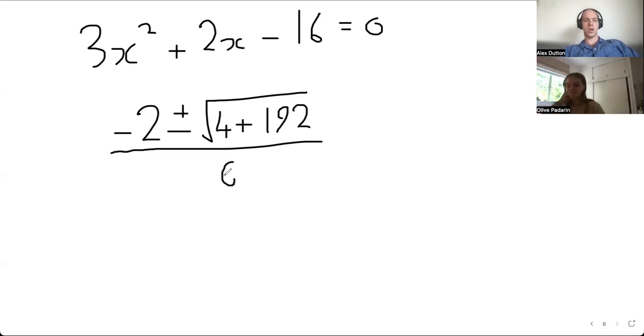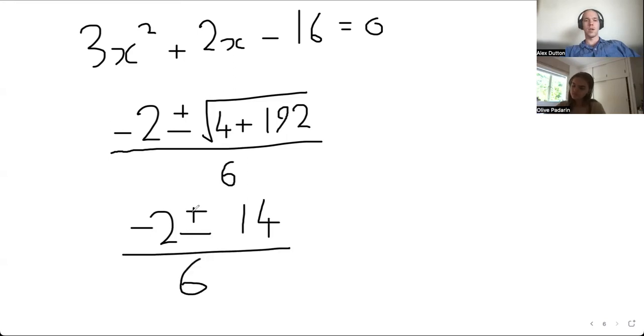Can you check your calculation and see where it went wrong? Yeah, because I had negative 192. Okay, so that's the trick. You shouldn't be able to do the square root of a negative anyway, so that would be a giveaway. So anyway, we have minus 2 plus or minus the square root of 196, which is 14, over 6. And then have a go at simplifying.